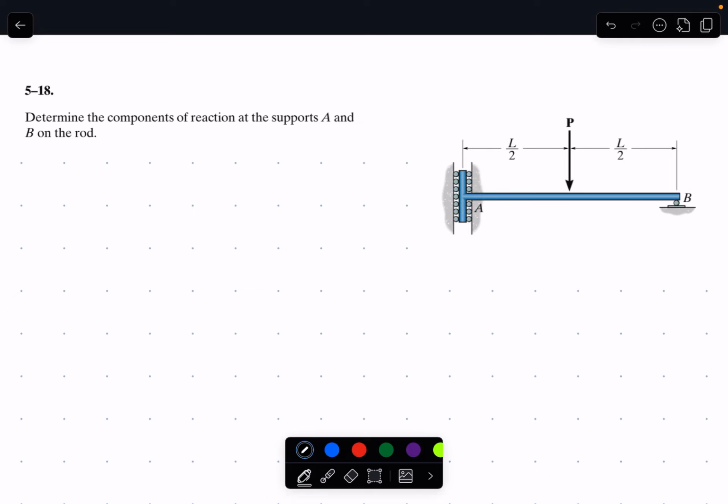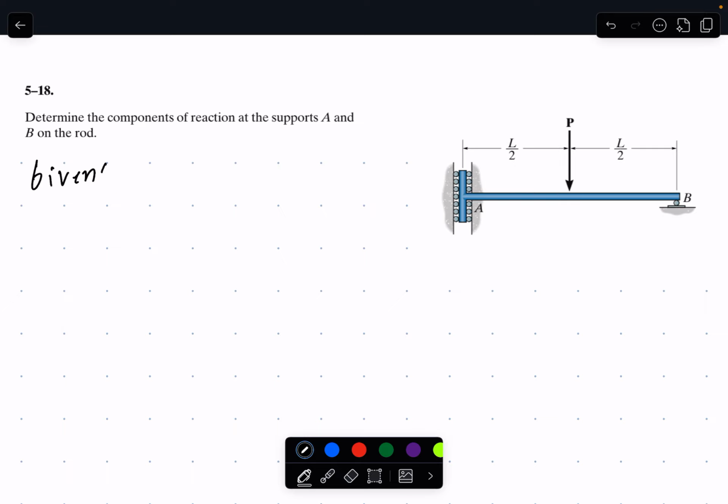Determine the components of reaction at the supports A and B on the rod. With this problem, unlike most problems that are given with numeric quantities, this is only given in terms of constants. I guess you call them variables, but for this instance, it's a statics problem, so these will all be constants. There's some real number, and we do not know these constants, but we're still able to solve this problem. Instead of our answer being a number, it's going to be in terms of these constants. So these are all givens.